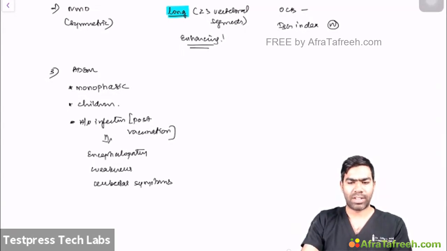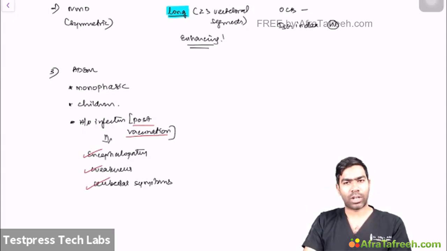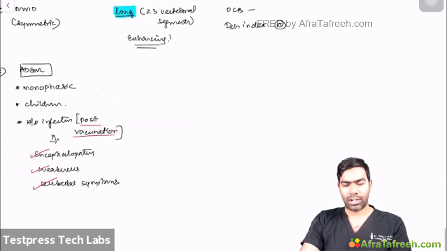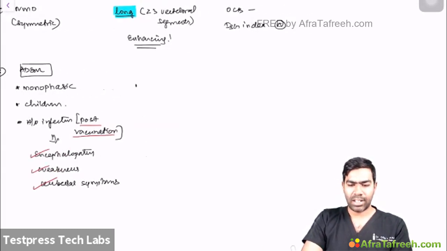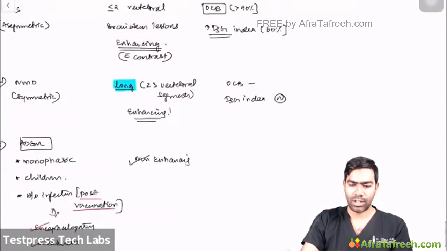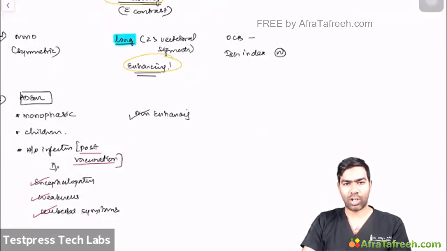So in exam, this is a very favorite question. Post-vaccination, child coming with encephalopathy, weakness, and ataxia. Think about acute disseminated encephalomyelitis. Very common in children, not in adults. Typically, there will be non-enhancing lesions. That's why this point is very important. They will have white matter lesions, but they will be non-enhancing in nature. They will not enhance with contrast. Whereas your MS and NMO lesions are basically enhancing in nature, ADEM lesions will be basically non-enhancing.